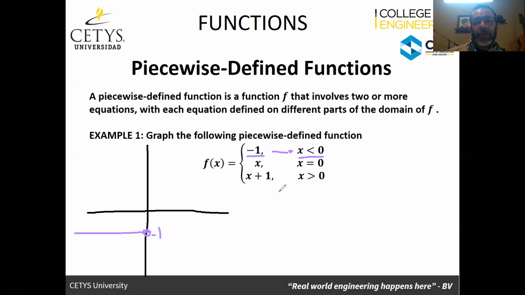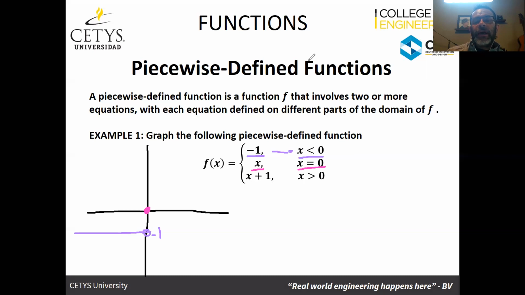The next part of the piecewise function is that f of x is going to be equal to x for x equals 0. So if x equals 0, what's the value of f of x? It's 0. So here in this point, I have a little circle, and I'm going to fill that one in, which is the value of f of x for x equals 0. And what is the value? It's 0. It's this coordinate here.